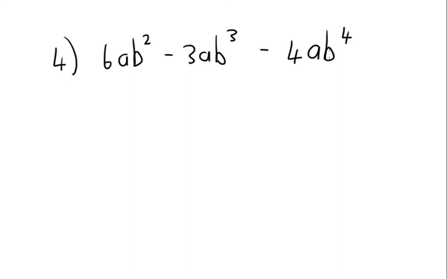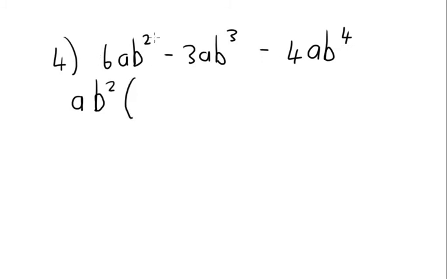So number 4, we've got 6ab squared minus 3ab cubed minus 4ab to the power of 4. So in this case, if we have a look at our numbers, we can see that the highest common factor would be 1, because there's no common factor that's higher than 1 when one looks at 6, 3 and 4. But when you look at a, the lowest degree there is a. But when we look at b, the lowest degree is going to be 2. So that's important to note. So between 2, 3 and 4, the lowest degree for b is 2.